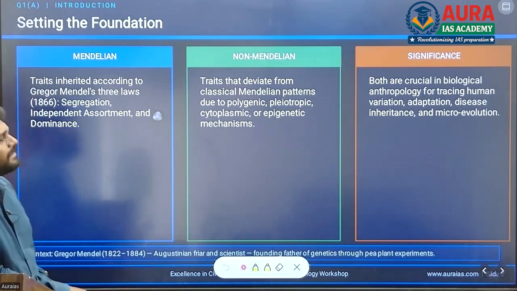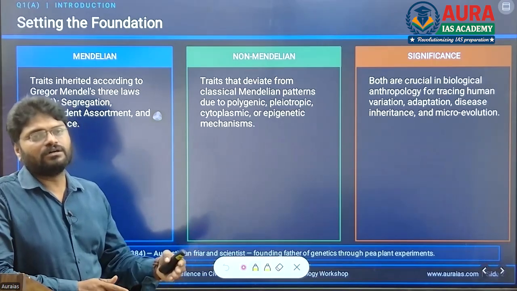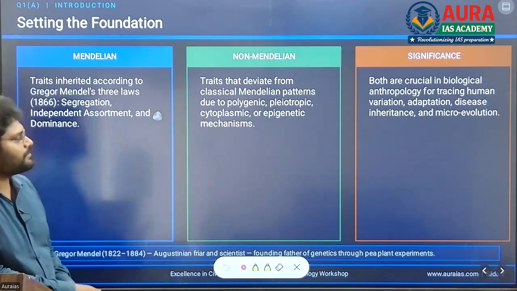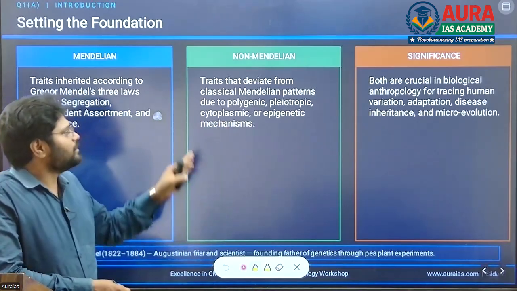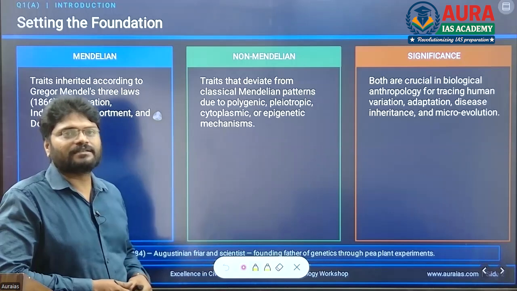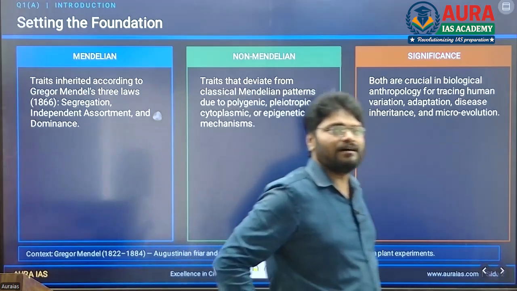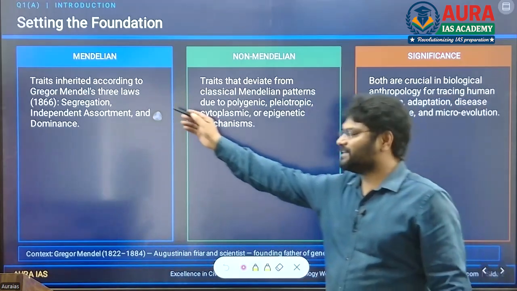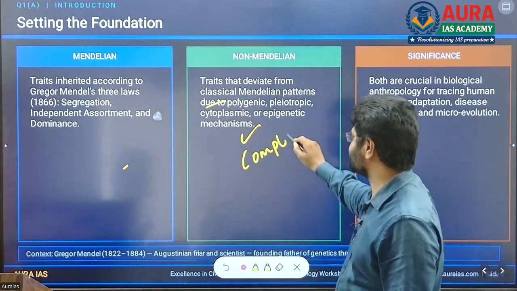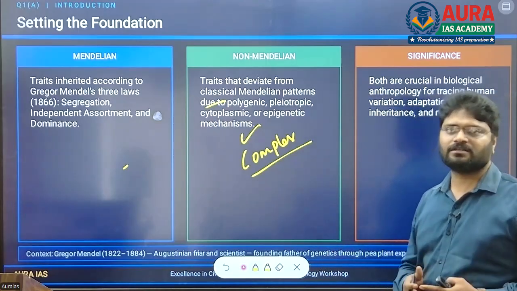So what about non-Mendelian traits? Non-Mendelian traits do not follow Mendelian rules or laws while inheriting from parents to offspring. So that you have to write. These are classified again into polygenic traits, pleiotropic traits, cytoplasmic traits, and epigenetic traits. These mechanisms of inheritance we call non-Mendelian inheritance. This is very straight and simple to understand. This is very complex to understand. Complex traits of inheritance.